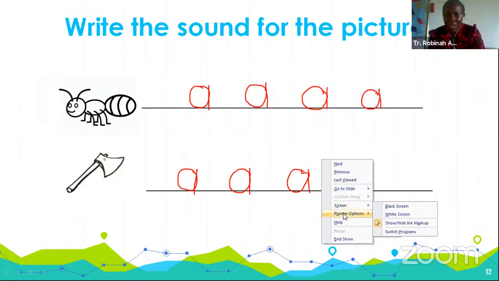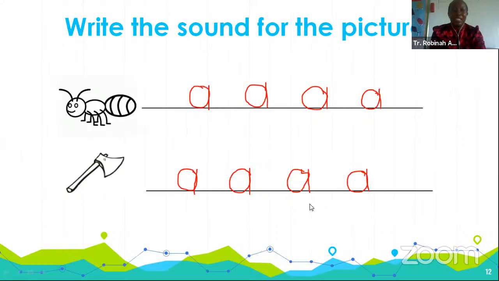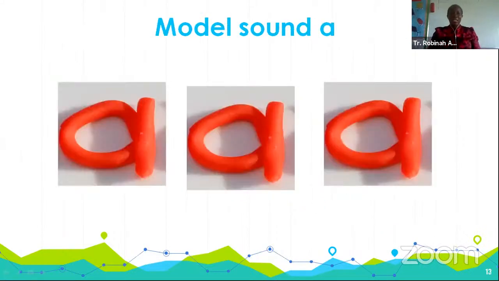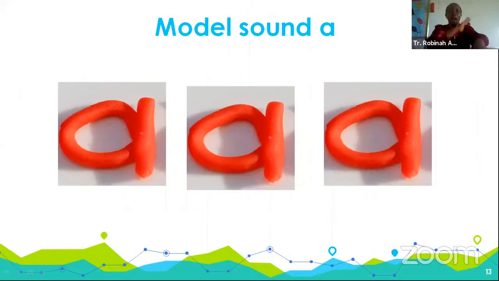Now, what do we have next? What do we see there? I want someone. Mugisha, your hand is up. Mugisha, unmute and tell us what you see. Number 8 and what do you see? Yes, that is sound A. Thank you. Lovely, and nice.